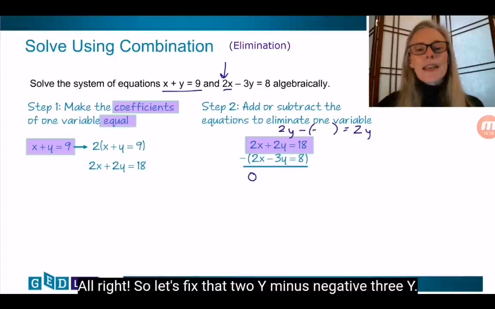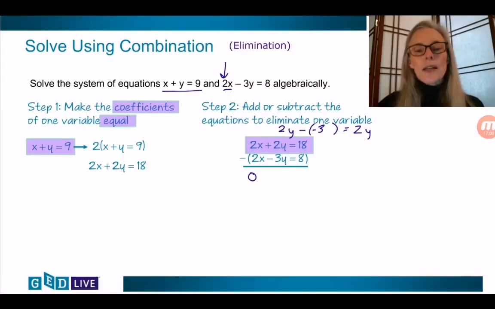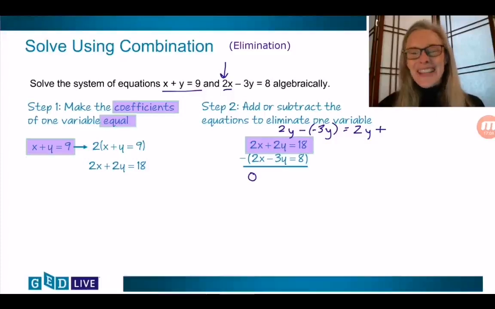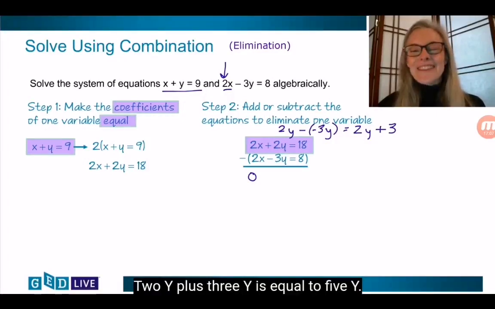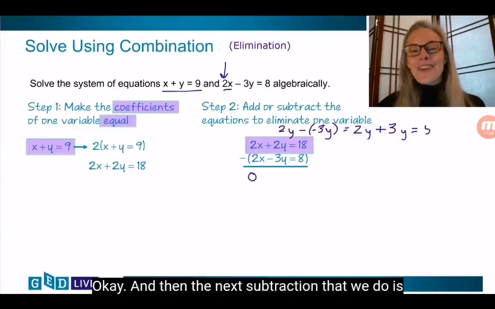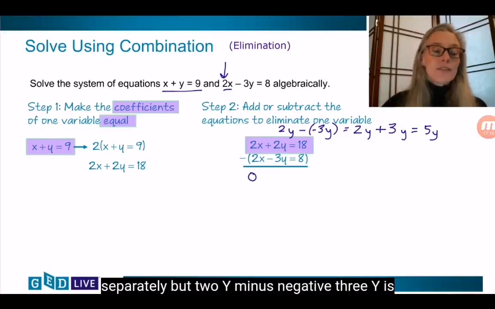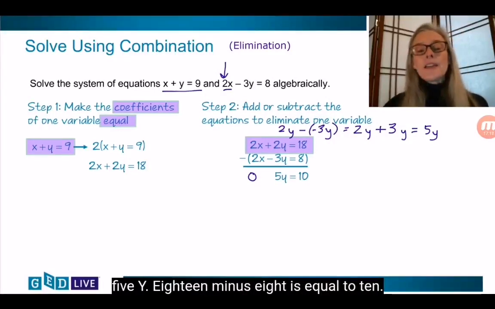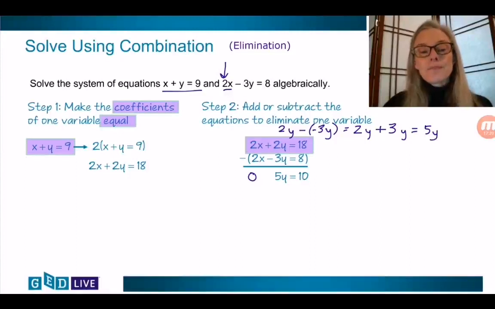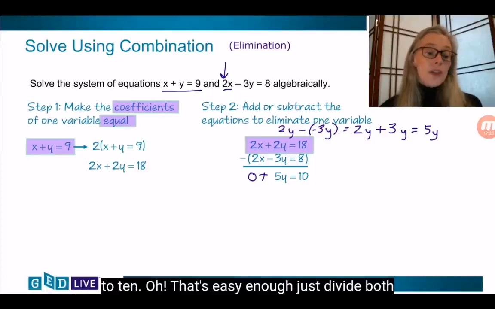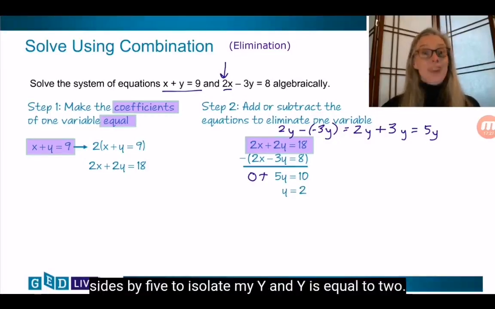2y minus negative 3y, right? Is equal to 2y plus 3y. You're probably way ahead of me now, right? 2y plus 3y is equal to 5y. Okay, and then the next subtraction that we do is a bit more straightforward, so we don't need to do that out separately. 18 minus 8 is equal to 10, right? So my x's went away, and now I just have 5y is equal to 10. Oh, that's easy enough. Just divide both sides by 5 to isolate my y, and y is equal to 2.